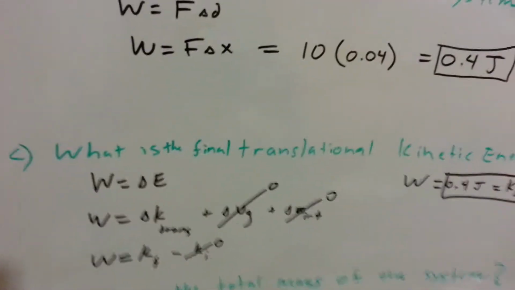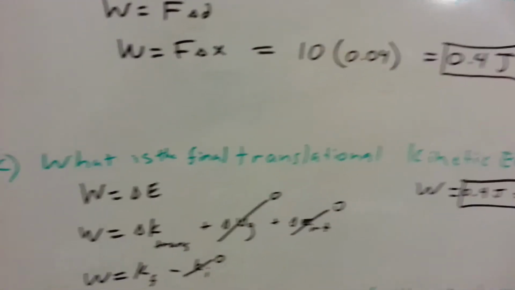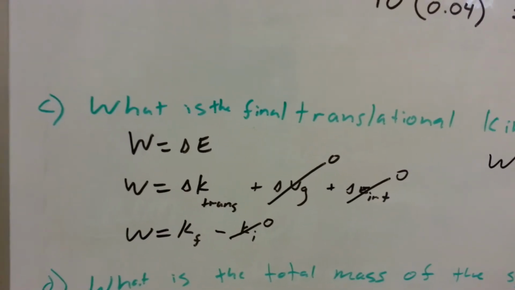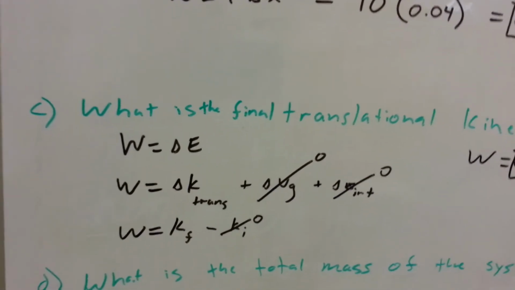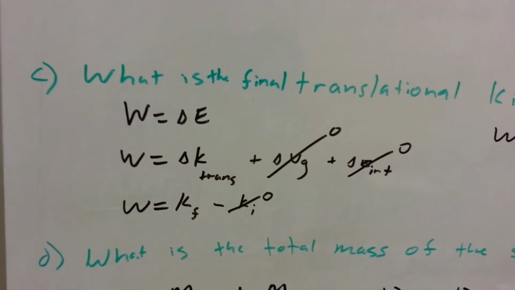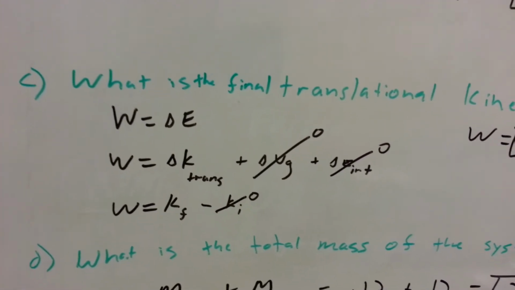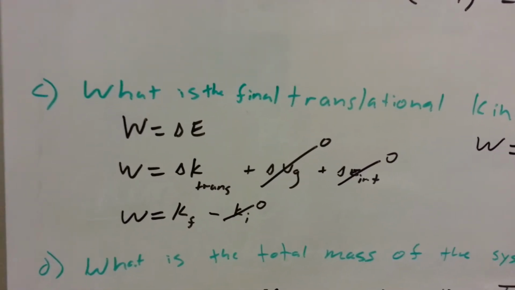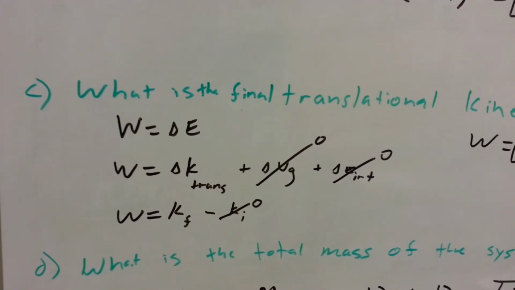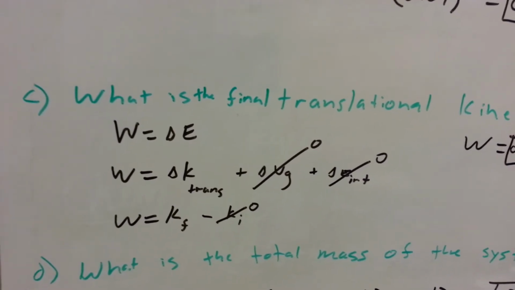Next question, what is the final translational kinetic energy of the system? Let's start from a fundamental principle, the work energy principle. Work equals change in energy. And then we can move on and expand that a little bit. Work equals the change in translational kinetic energy plus the change in gravitational potential energy plus the change in internal energy. Now notice that I have two of these values equal to 0.